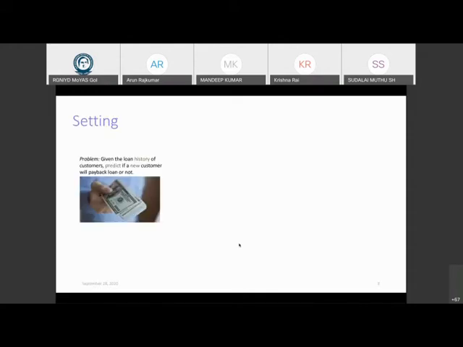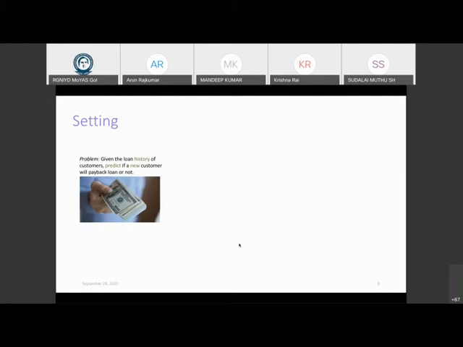So here is the problem. Given the loan history of customers, you want to predict if a new customer will pay back the loan or not. This is a very important problem for a bank, because it is going to sanction loans, and it has to be very sure that if it sanctions, let's say, 1 crore to a customer, and he or she runs away with the money, then the bank is at a loss. So I must have some confidence that the customer is going to pay back the money.